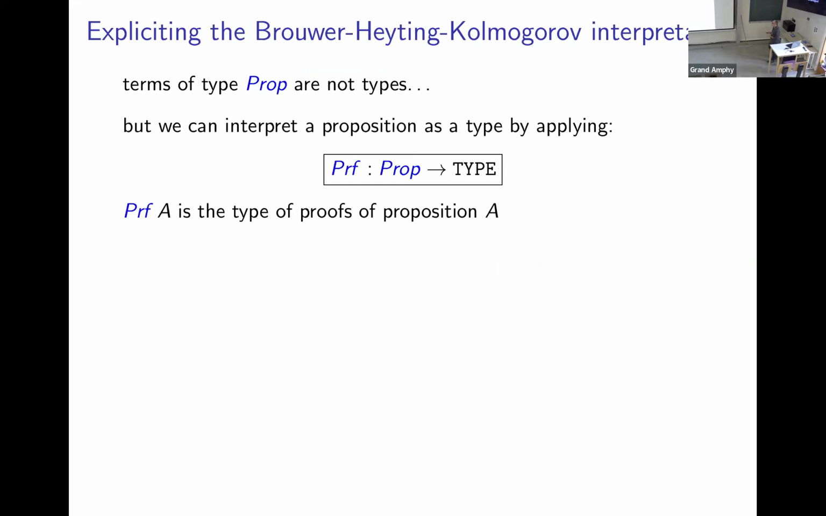To do so, the problem is that currently the elements, the terms of type Prop, are not types themselves. So we need, in some way, to interpret propositions into types in the logical framework. So we introduce this new symbol, Proof. Given a proposition A, Proof A is a type. It's the type of proofs for the proposition.